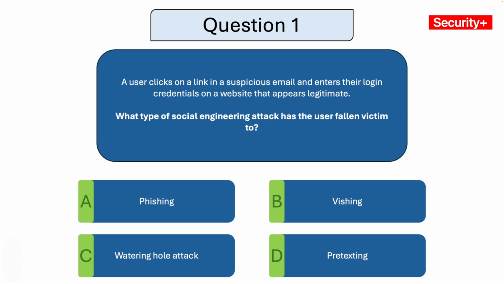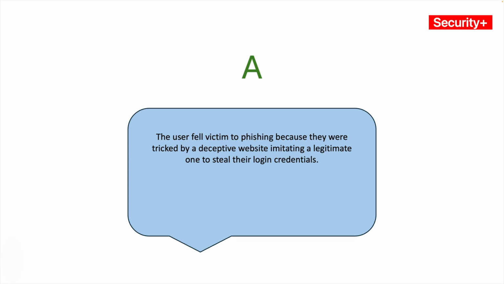And then finally, you have phishing. And phishing is the use of deceptive emails or websites designed to steal user information or credentials, as an example. So for this one, the best answer is going to be A, phishing. The user fell victim to phishing because they were tricked by a deceptive website imitating a legitimate one to steal their login credentials.